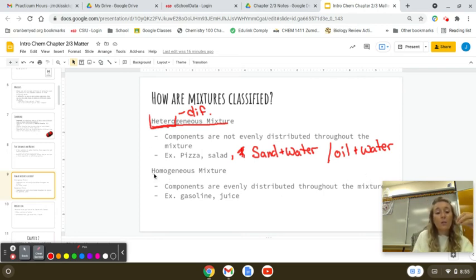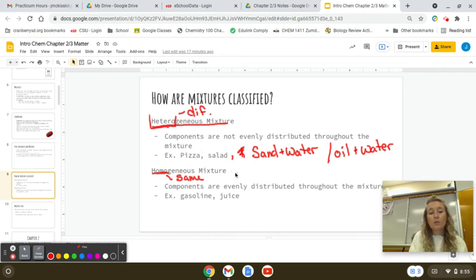However, when we think of homogeneous, look specifically at the homo part. Homo means same, and components are evenly distributed throughout the mixture. So we can't really see the different parts. If you think of apple juice, can you see the sugar? Can you see whatever else is in apple juice? No, it all looks exactly the same. Same thing for Kool-Aid or Jello. It looks the same throughout. It's not all one element, it's not all one compound, it's a mixture of a bunch of different things, but we can't see the different parts.